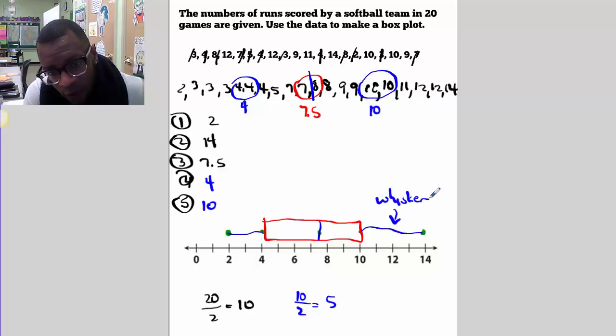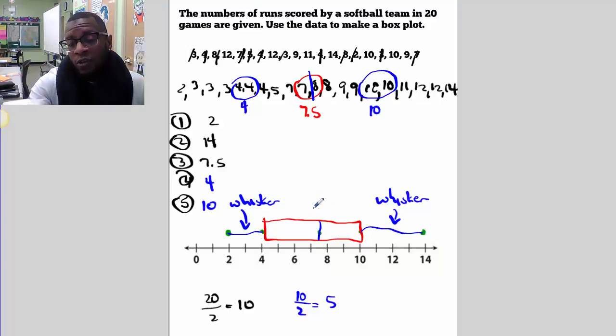These are referred to as whiskers. Okay, so that's why it's sometimes referred to as a box and whisker plot, because you have your box in the middle and then your two whiskers on the end. Okay, and so that is how you draw your box and whisker plot.